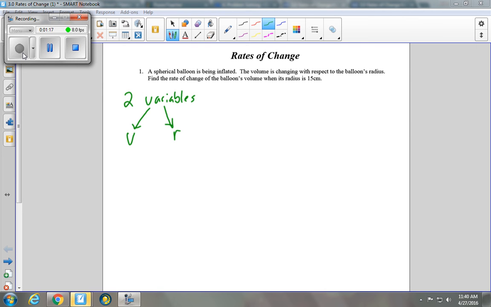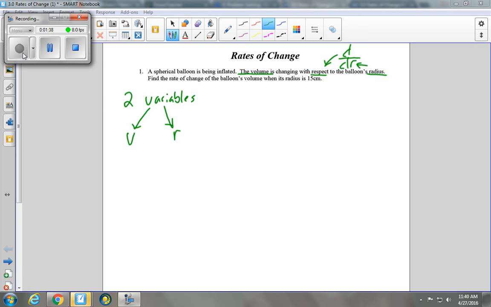And it's saying what's the volume with respect to. As soon as it says respect to, we're talking about d, dr. Respect to the balloon's radius. So that's what we're saying. It's going to be like d/dr. Does that make sense? Yeah? Maybe it'll make a bit more sense here in a second.